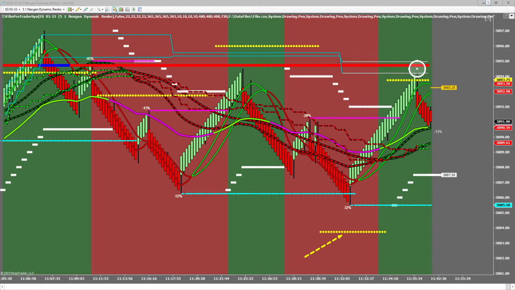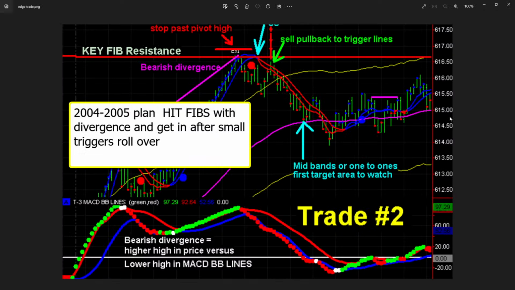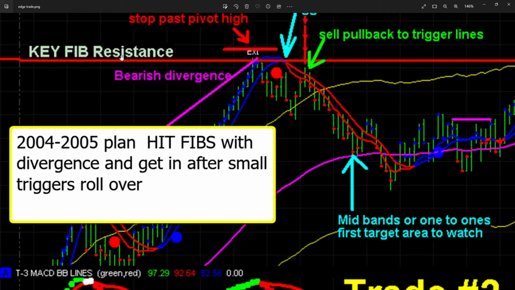Watch. I'm going to go all the way back to 2004. You ready? You guys are going to shit when you see it. That's a professional day trading term. Here you go. 2004. Hit a fib. Have divergence. Sell a pullback to the trigger lines. Everybody got it? Everybody say yes, you got it. Fib, divergence, sell a pullback to the trigger lines. Hope for the best.